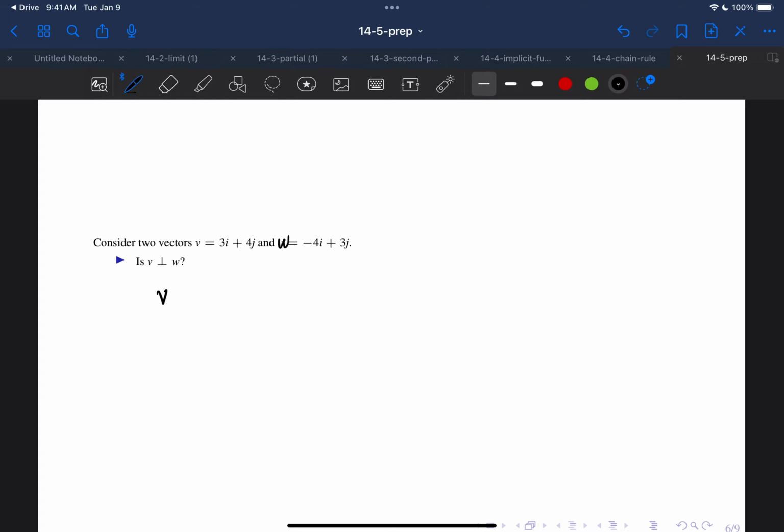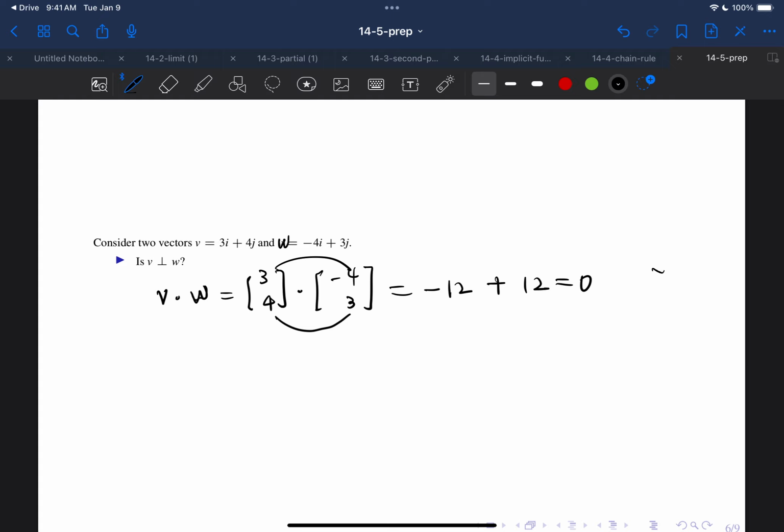To justify they are perpendicular, we should look at their dot product. If this dot product becomes 0, then you can say yes. If not, then you can say no. So this is 3, 4, which is V, and W is negative 4, 3. These two give negative 12, and these two become positive 12, which is 0. So yes, they're perpendicular.